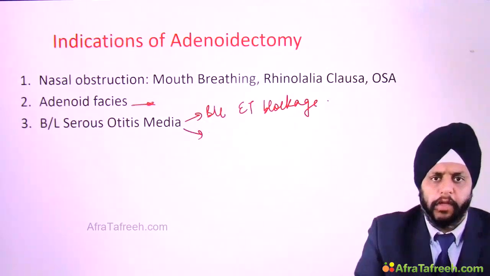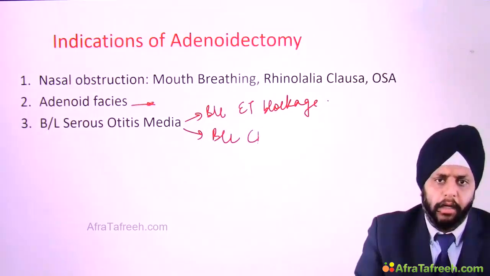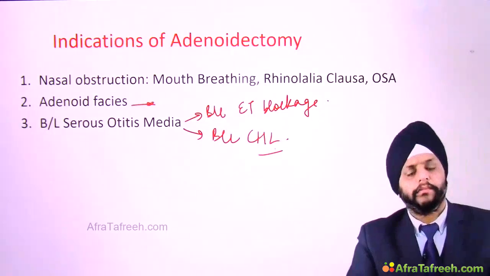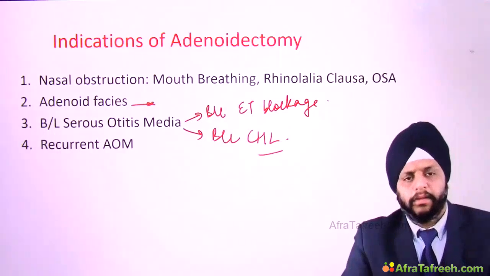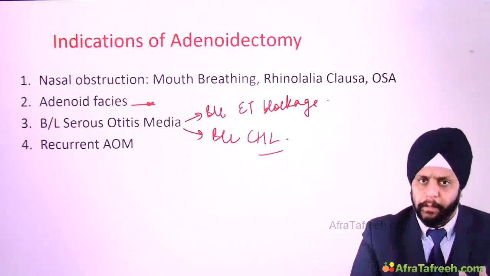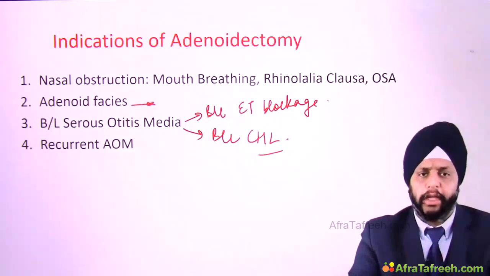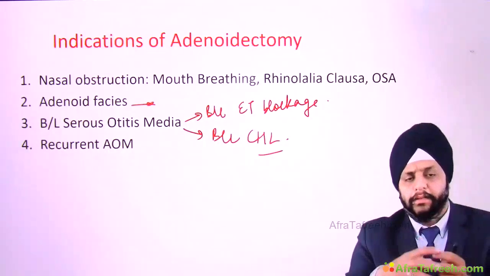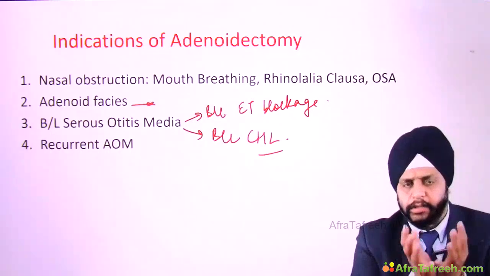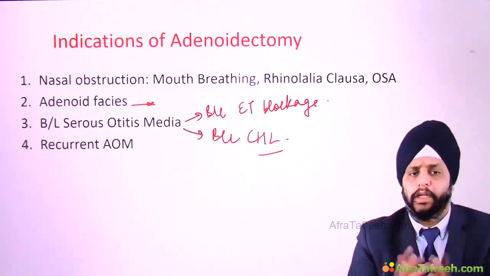That means the patient will have bilateral conductive hearing loss. Okay. Next, patient has recurrent acute otitis media. So the eustachian tube blockage is there, and then there is infection in the adenoids. Adenoids are chronically inflamed. They may be chronically infected.